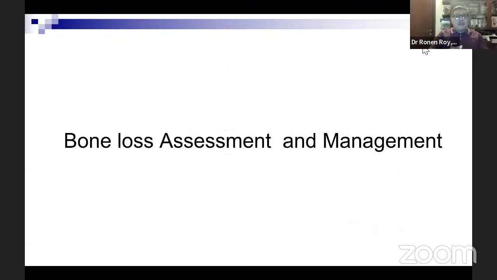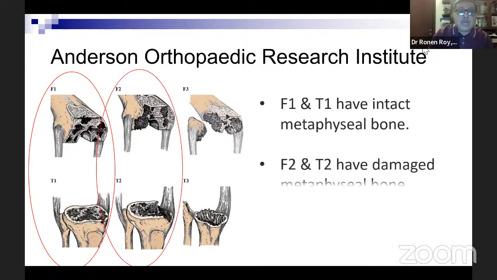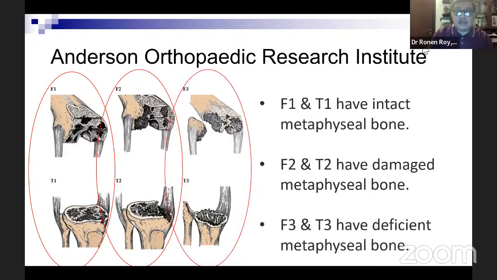Once you've had the implants removed, the next stage is to assess the bone loss and how you're going to manage it before you move on. By and large, the AORI classification, as you know, is the one that's used. F1 and T1 have intact metaphyseal bone. F2 and T2 have damaged metaphyseal bone, and F3, T3 have deficient metaphyseal bone. And obviously, the management varies depending on the degree of bone loss that is present.